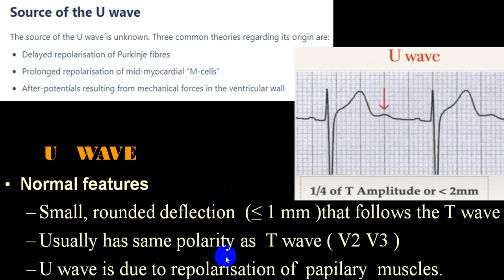It is repolarization of the papillary muscle which is producing the U wave. So it is a delayed repolarization of Purkinje fiber, or a prolonged repolarization of mid-myocardial M cells, or it is also said to be an after-potential resulting from mechanical forces in the ventricular wall. These are the three mechanisms, and there was one more which said that it is due to repolarization of the papillary muscle. Still, exactly, it is a question mark.